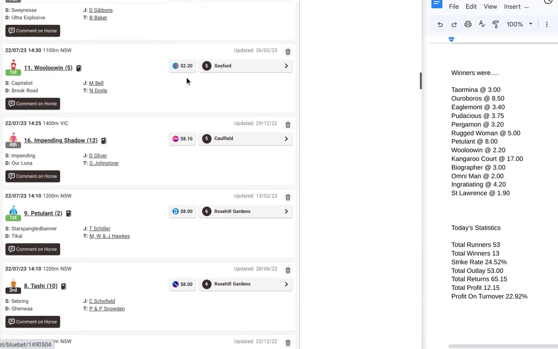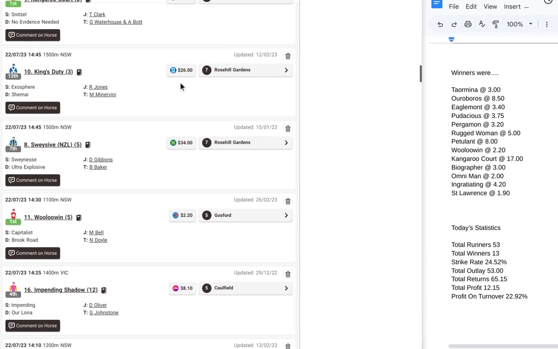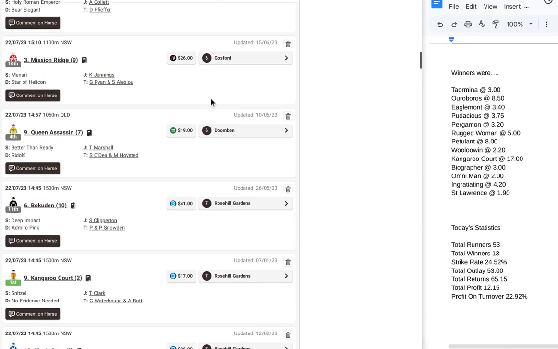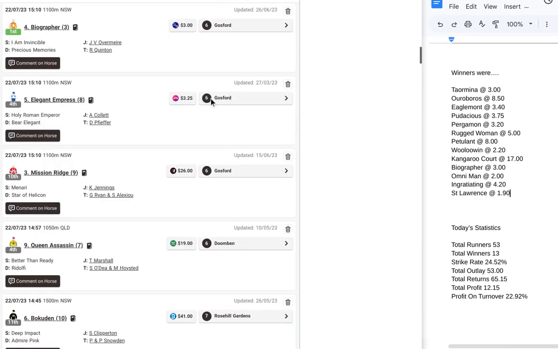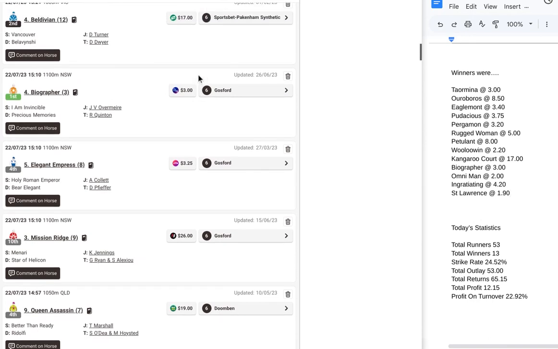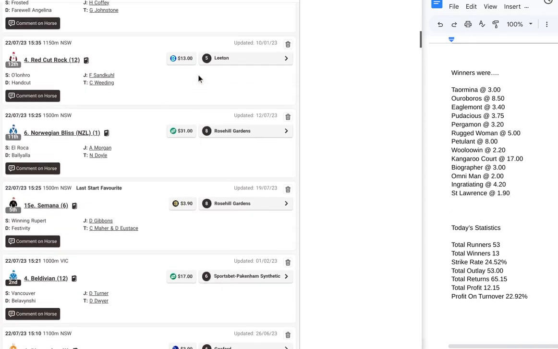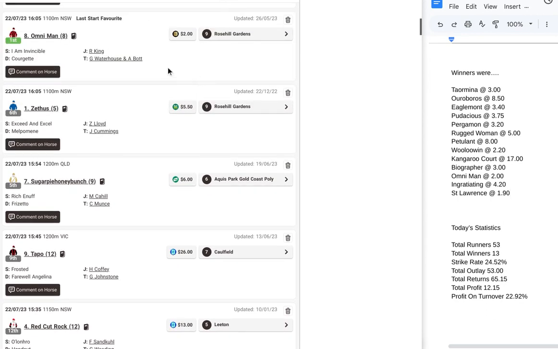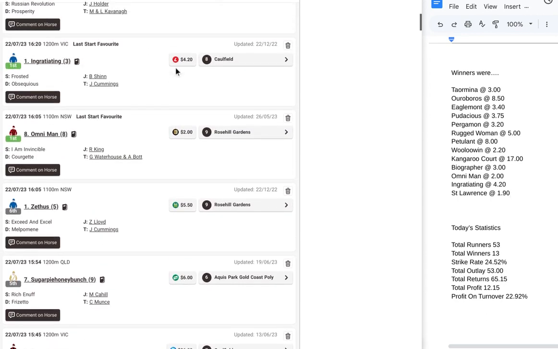Wooloowin, $220, Gosford Race 5. Kangaroo Court, $17, Rose Hill Race 7. As per usual, the Sydney runners always go good. Biographer, $3, Gosford Race 6. Omni Man, $2, Rose Hill Race 9.